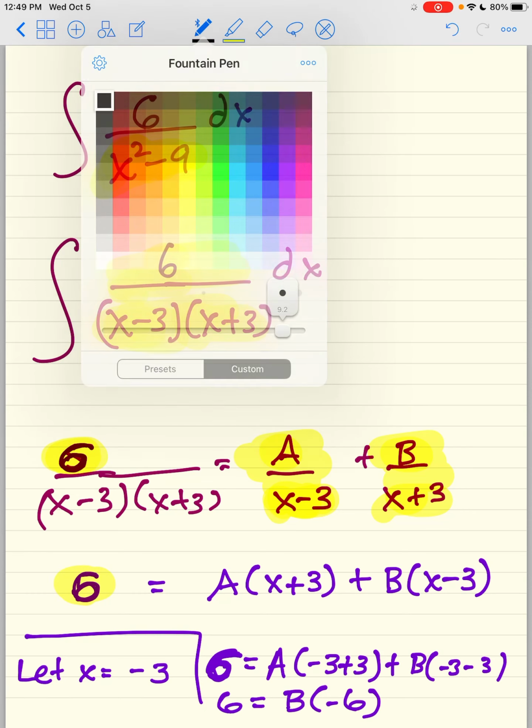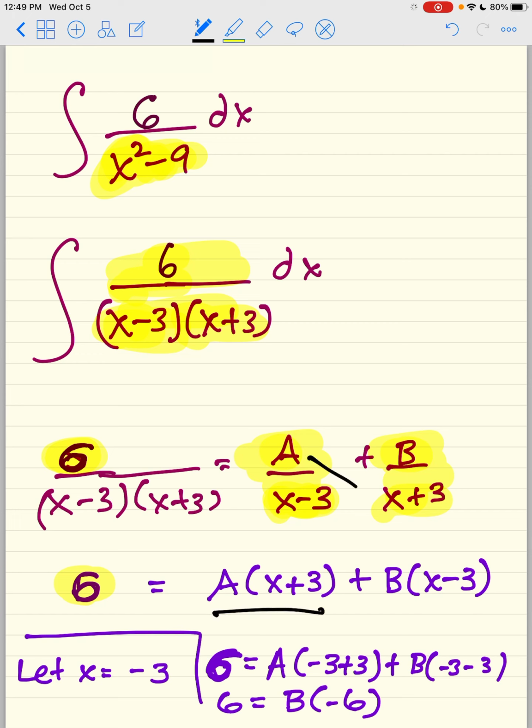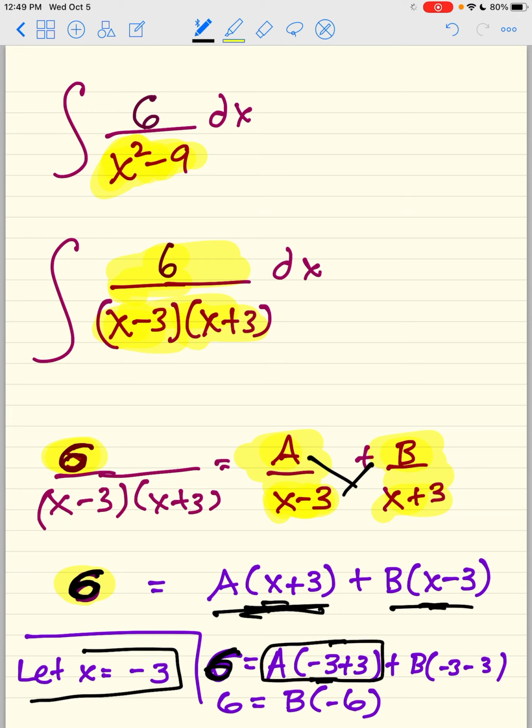Then what I love to do is something called crisscross. I just go this times this, A times x plus 3, this times this, B times x minus 3. And what I do in this case is I say, let me choose an x value that will get rid of one of these. So I'm going to choose negative 3. So I have 6 equals A, and then I'm going to put the negative 3 every time I see an x. This gives me 0. This gives me negative 6. So therefore, 6 equals B times negative 6. So B equals negative 1.